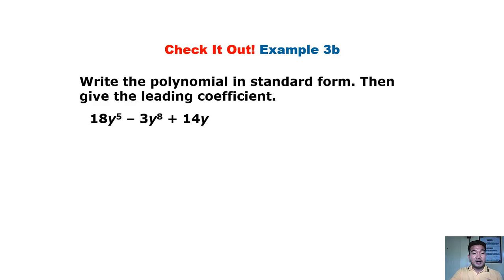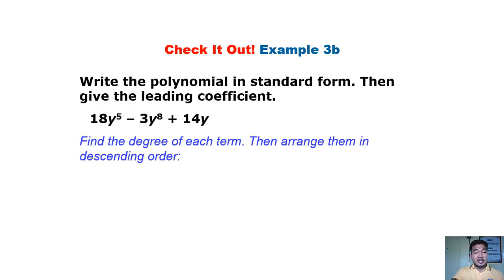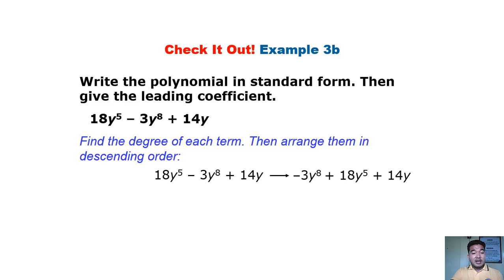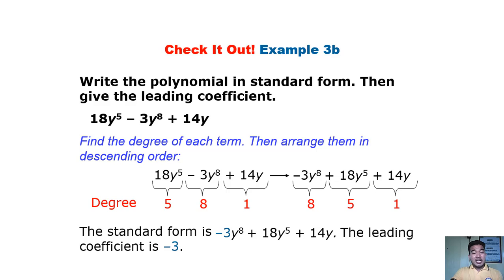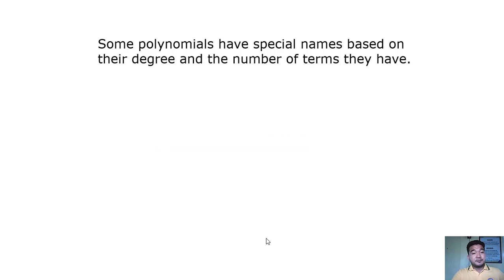Another example, write the polynomial in standard form, then give the leading coefficient. The same process, find the degree of each term, then arrange them in descending order. So you will have this. The highest one is negative 3y to the 8 plus 18y to the 5th plus 14y because these are their respective degrees, 8, 5, 1. So the leading coefficient would be negative 3 and the standard form of this polynomial is negative 3y to the 8th power plus 18y to the 5th power plus 14y.